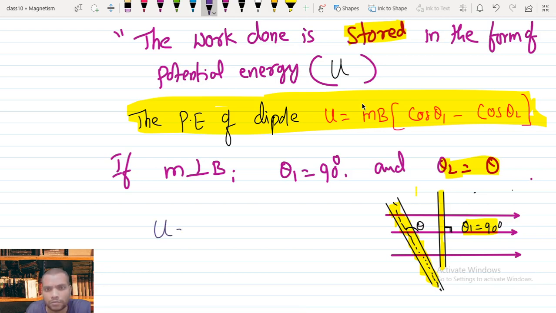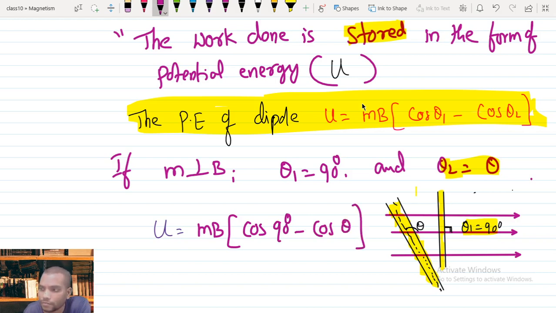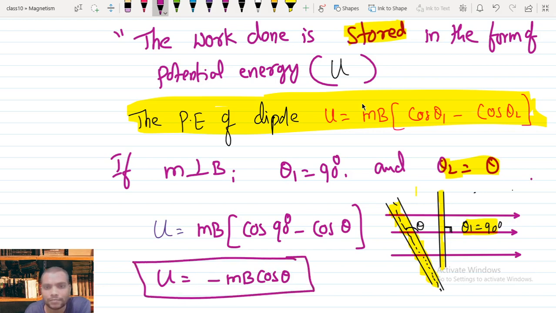The potential energy U equals mB of cos theta 1, where theta 1 is 90 degrees, minus cos theta 2. In the place of theta 2, we substitute theta. Cos 90 goes to 0. Therefore the potential energy U equals minus mB cos theta in this case.